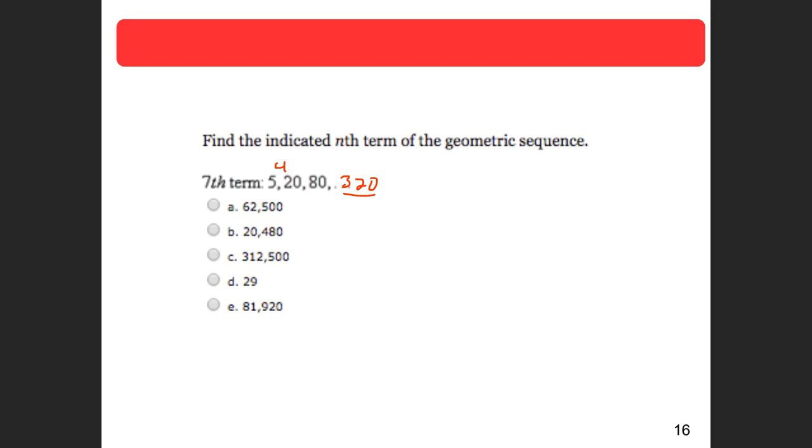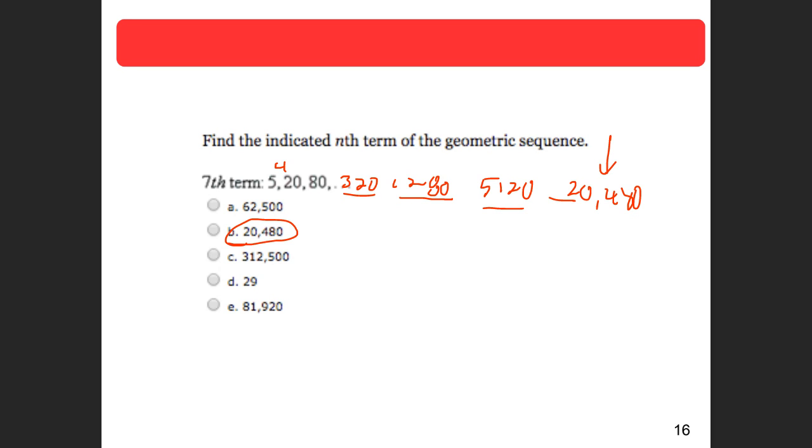320 times 4 is 1,280. So I have 1, 2, 3, 4. This is my 5th term. So if I multiply by 4 again, I get 5,120. That's my 6th term. I multiply by 4 again, I end up with 20,480. That's my 7th term.